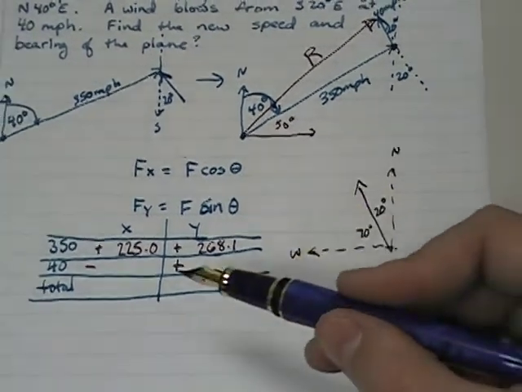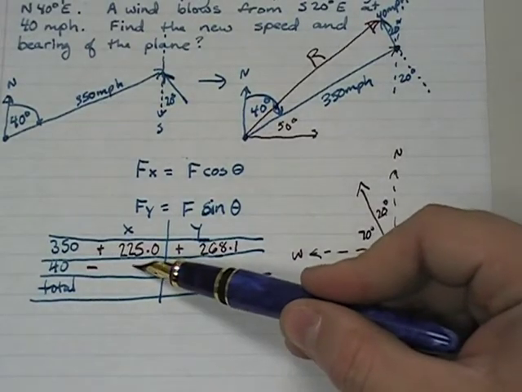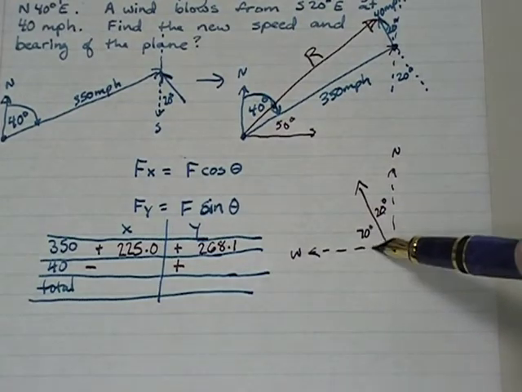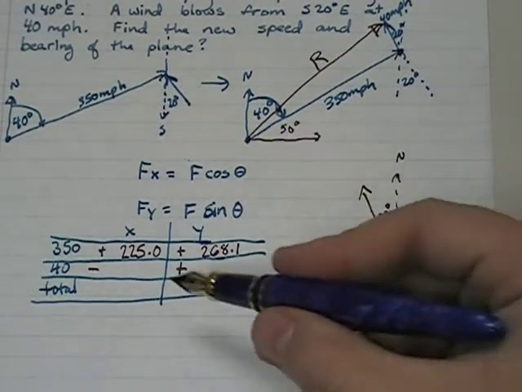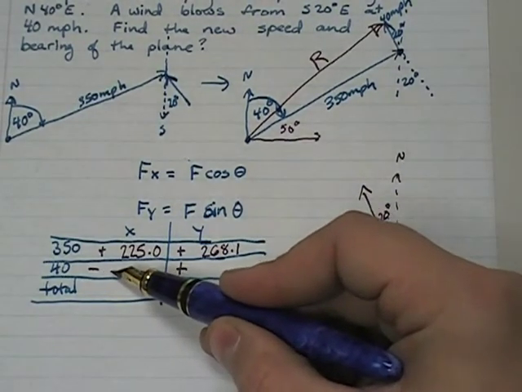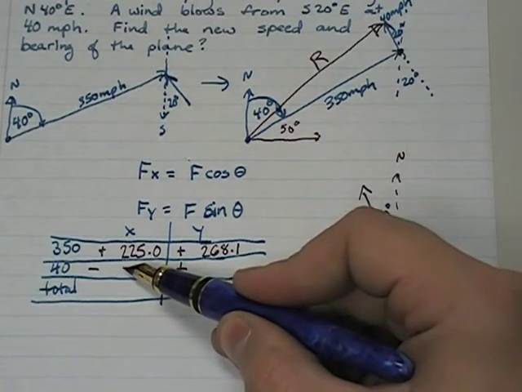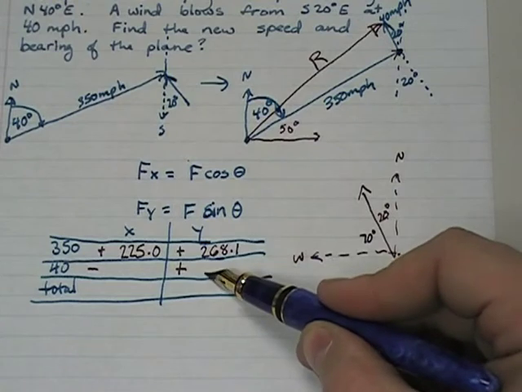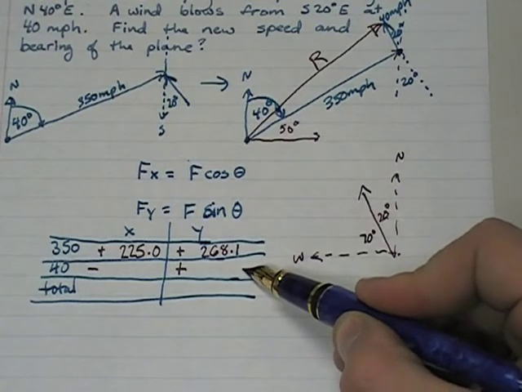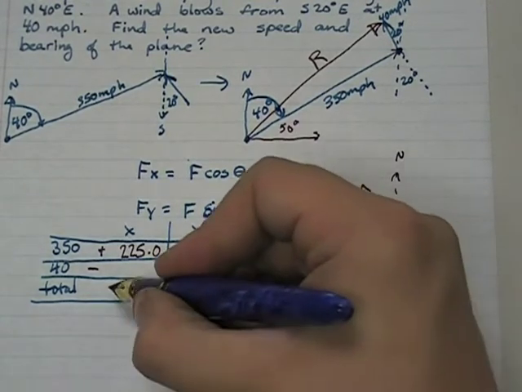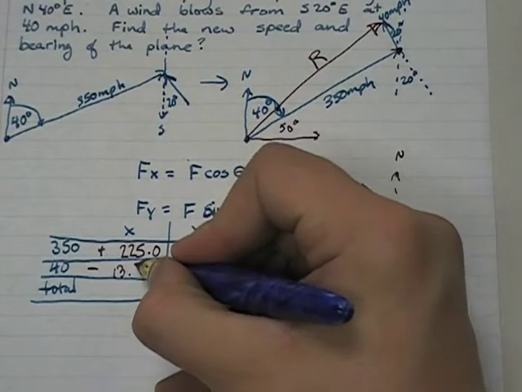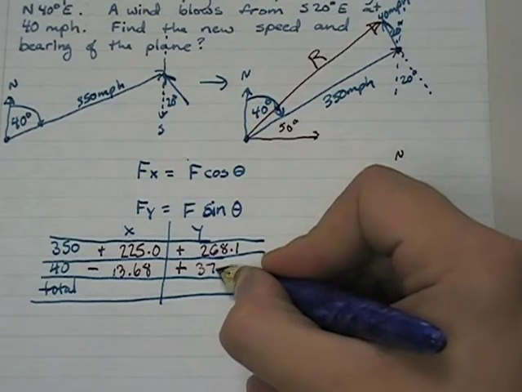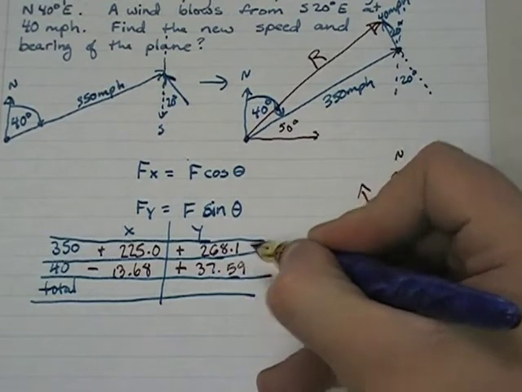And so the angle we're going to use with this 40 is 70 degrees because it's measured from the x-axis. So we're going to type this into our calculator as 40 cosine of 70. And this we're going to type in as 40 sine of 70. And when we do that, we're going to get 13.68 and 37.59.